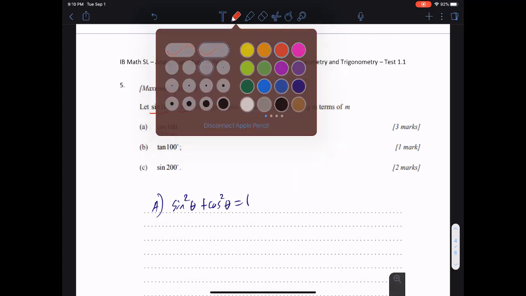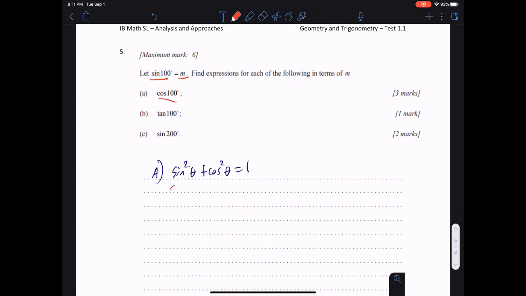So what we're going to do here is just say, well, the sine squared of 100 plus the cosine squared of 100 is equal to 1. And I'll subtract sine squared from both sides. So that means that the cosine squared of 100 will equal 1 minus sine squared of 100. And since they tell me the sine of 100 at the top is m, you can think of this as being 1 minus m squared. Sine squared of 100 is sine of 100 times sine of 100. So that's what this means.